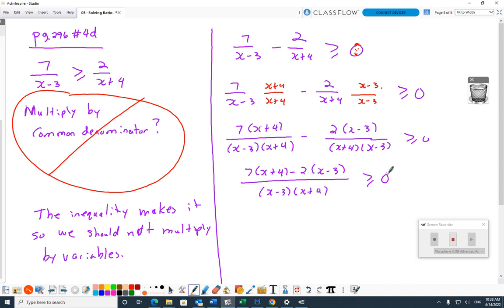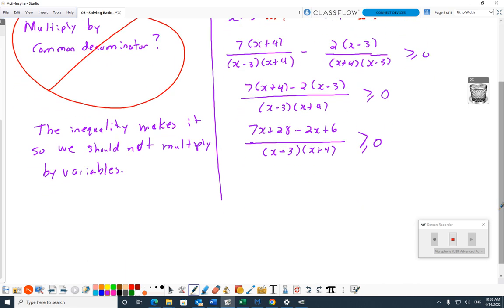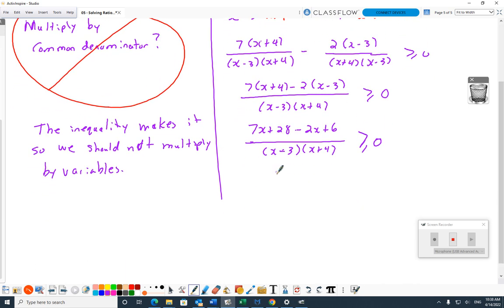I'll show all the steps here. This is 7x plus 28. This is negative 2x plus 6. And then x minus 3, x plus 4. And maybe there's a question looming. I multiplied out the numerator, but I didn't multiply out the denominator. And that's a little mysterious why I didn't do that. But I'm going to finish this off and then pause to talk about why I multiplied out the numerator, but I didn't multiply out the denominator.